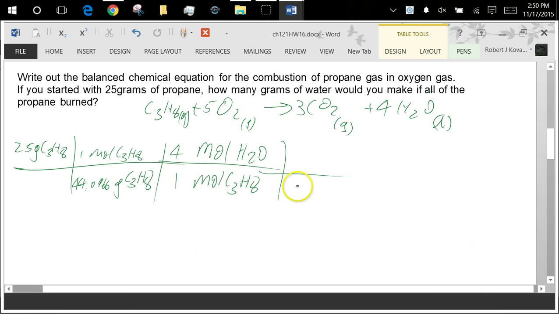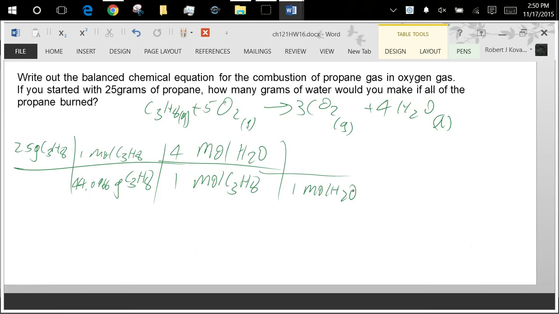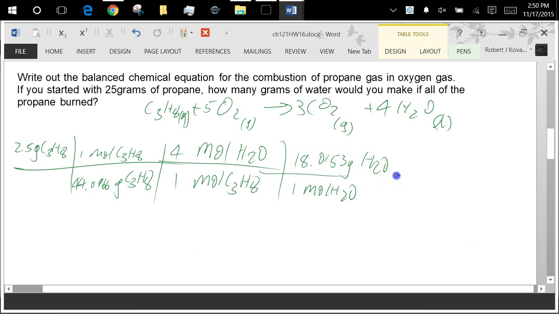So I don't care about the number of moles. I want to know how many water molecules I actually have. So 15.9994 plus 1.00795 times 2. So 18.0153 grams of water times 4 times 25 divided by that 44 number. I get 40.9, so 41 grams of water. Okay.